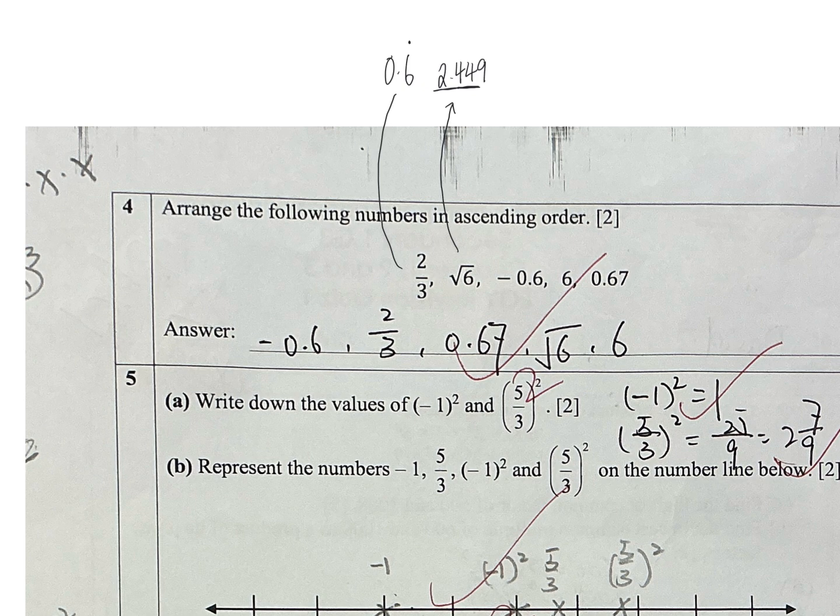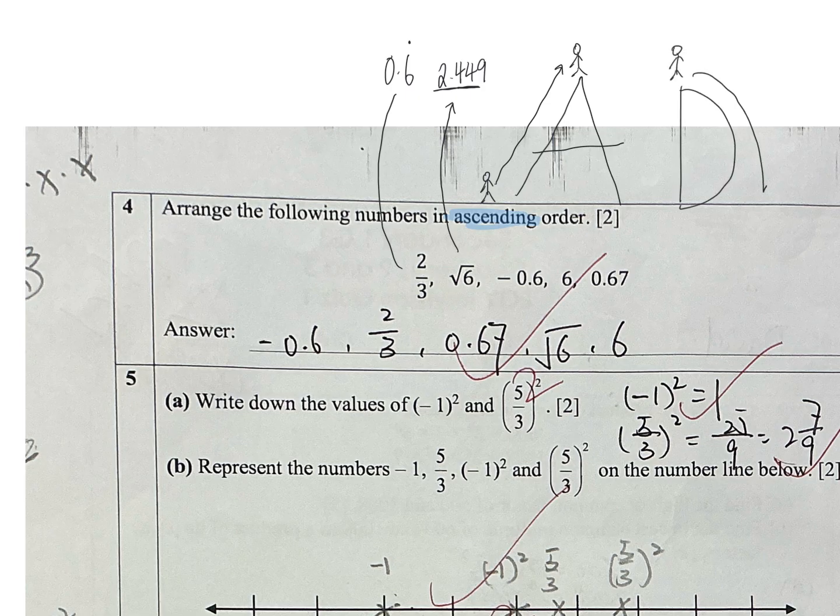Let me address this again. I only have one of you who got ascending wrong. Ascending, I told you, capital letter A, is from the smallest to the biggest. Descending is from the biggest to the smallest. So please remember what we mean.